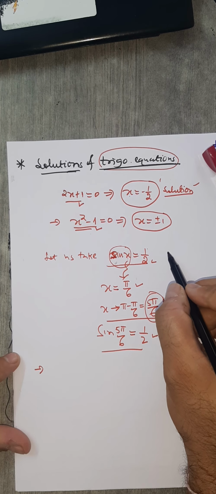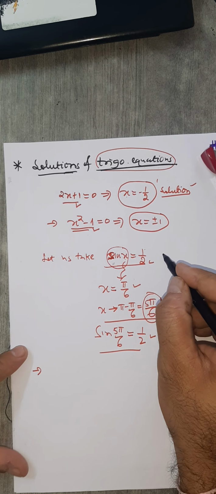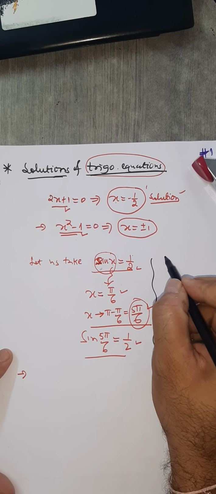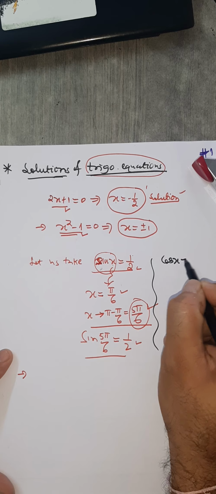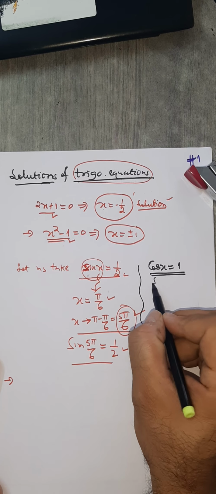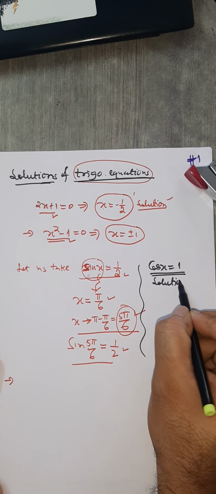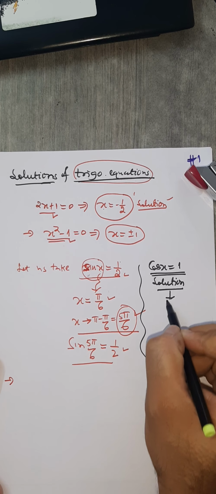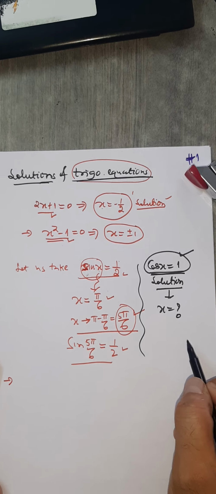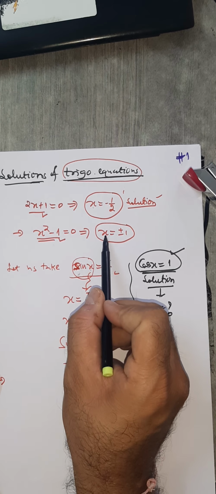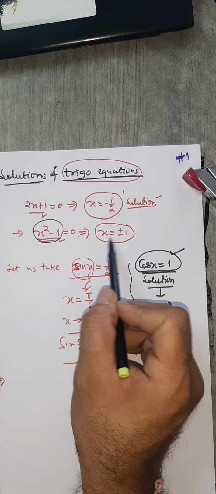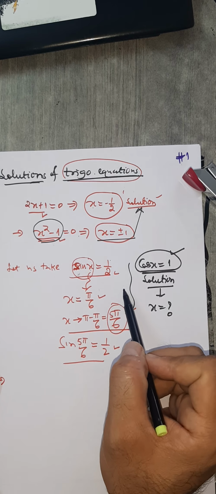Suppose I'll take one more here. This is one simple example. Let's take I have cos x equals to 1. Solution of this equation, right? Solution means what? Get all possible x for which cos x becomes 1. That's what you did here. Get all x for which x square minus 1 becomes 0. That is plus or minus 1. And these are called solutions.